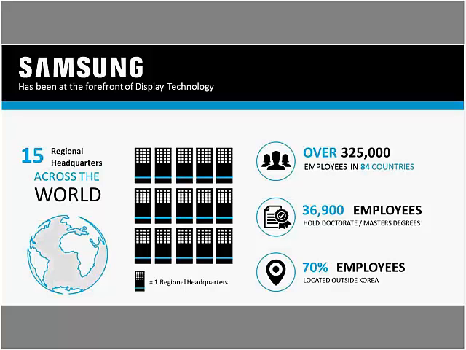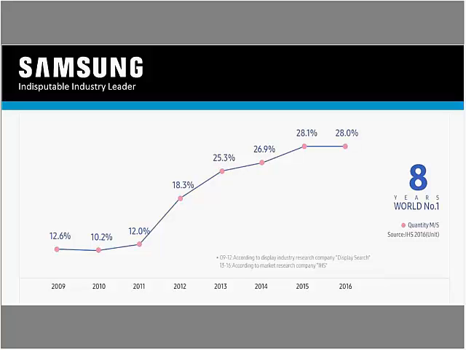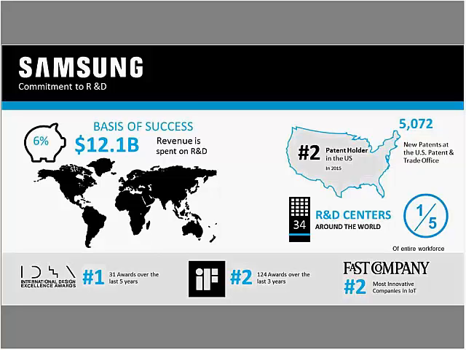We're very large, 15 regional headquarters across the world, and we employ over 325,000 people in 84 countries. We are the indisputable industry leader when it comes to display. We have been #1 in the world for 8 years. And part of the reason that we're #1 is that we have a very strong commitment to R&D. So $12.1 billion of our revenue is spent on R&D, and about 1/5 of our entire workforce is involved in that R&D in 34 centers across the world. And we're the #2 patent holder in the U.S. as well.